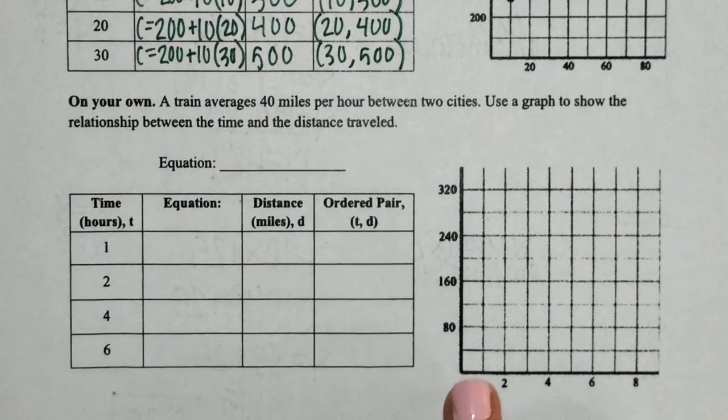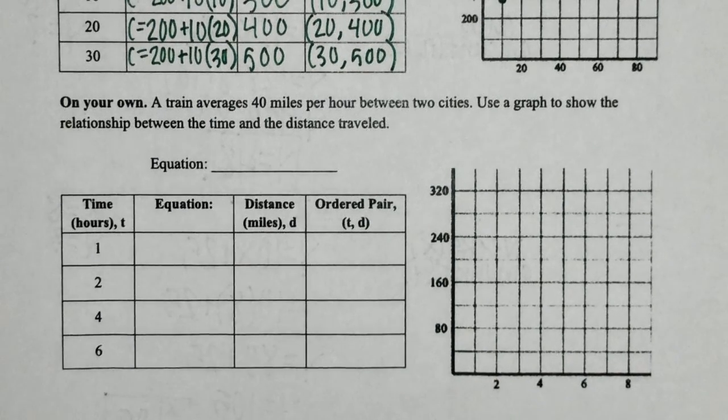A train averages 40 miles per hour between two cities. Use a graph to show the relationship between the time and the distance traveled. Does anyone have any ideas on what the equation will be?